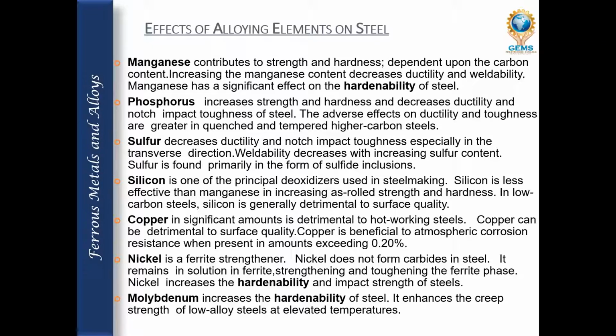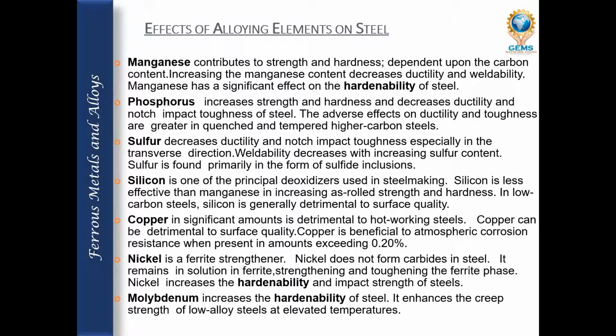Phosphorus. Phosphorus increases the strength and hardness and decreases the ductility and notch impact toughness of steel. So basically when phosphorus is added in higher concentration, the ductility will decrease. Decreased ductility is a very bad sign, because if the shape is changed and deformation happens, it will break actually.